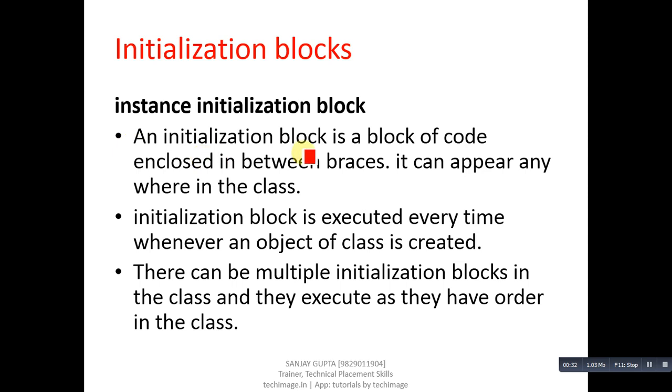An initialization block is a block of code enclosed in between braces. It can appear anywhere in the program. The initialization block is executed every time an object of the class is created. There can be multiple initialization blocks in the class and they execute in the order they appear in the class. So we can define more than one initialization block. If there is more than one, they will be executed as per their order in the class.